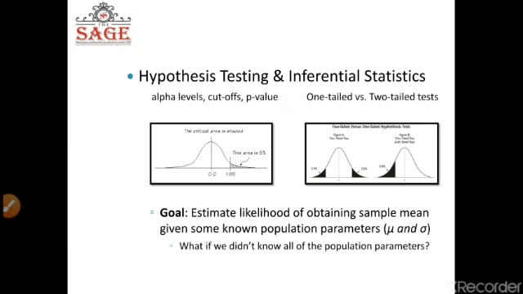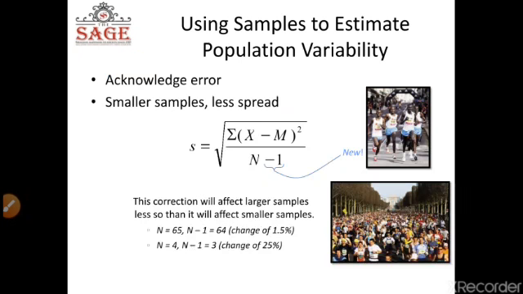That means we are going to find out the relationship between two variables by putting a test on the data which was already collected. At the moment we are doing parametric testing, and under parametric testing there is a likelihood of obtaining a sample mean where population parameters, in terms of mu and standard deviation, are given to us. When we are trying to use samples to estimate population variability, we have to acknowledge certain errors.